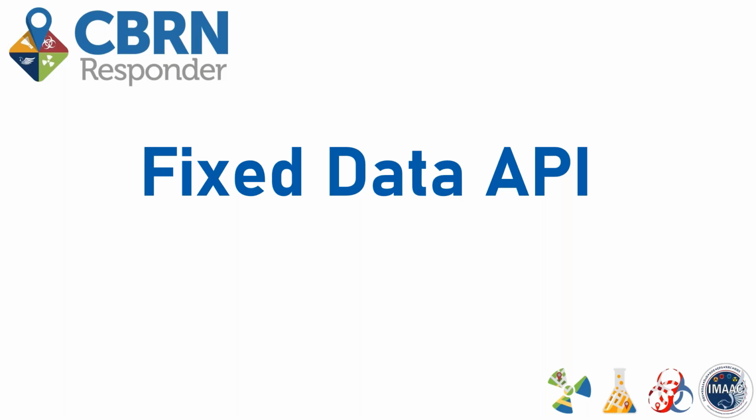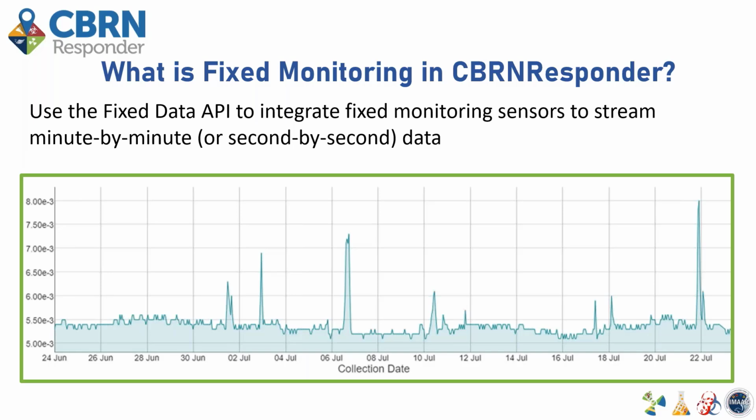So to kick things off, to set up fixed monitoring, you need to start with the fixed data API. The fixed data API allows you to integrate your sensors and devices at a fixed location to stream that minute by minute or even second by second data.